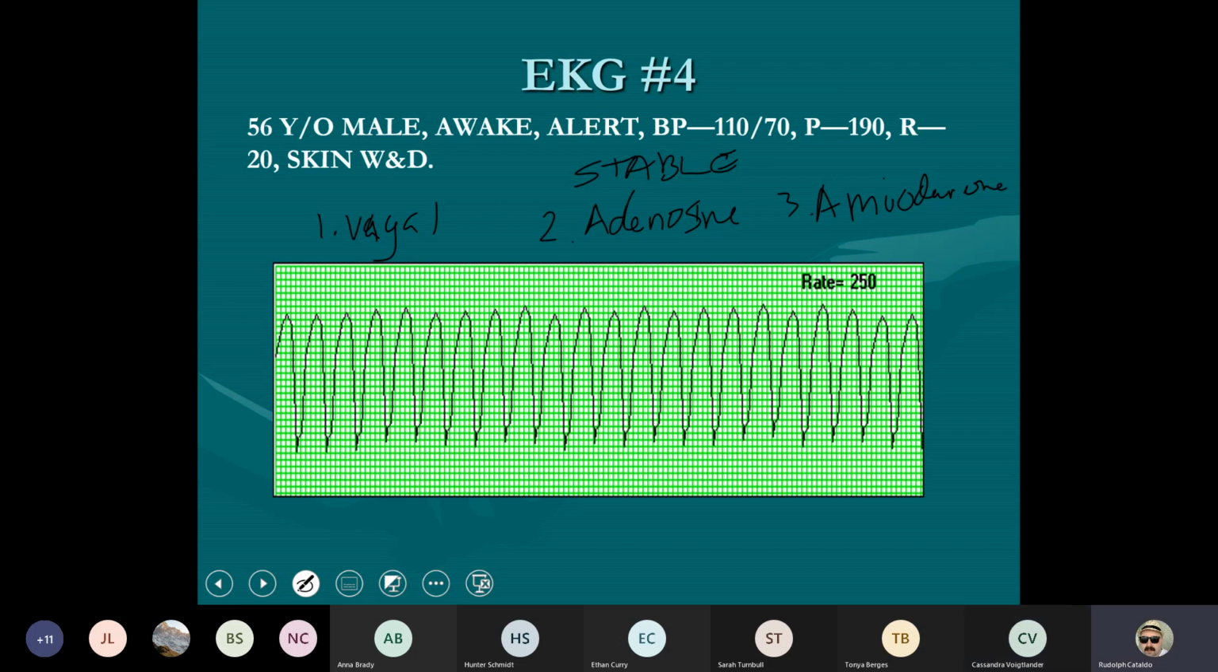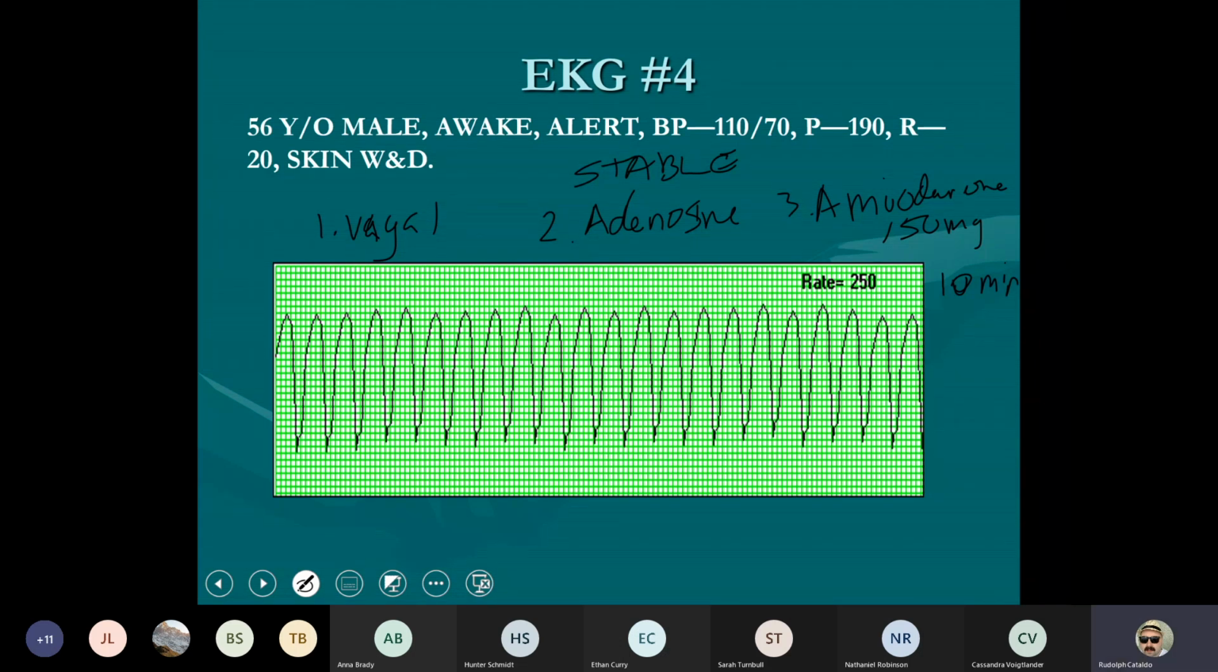What's my dose of amiodarone for a stable patient? 150 over 10 minutes. 150 milligrams over 10 minutes, in hope that this patient converts.